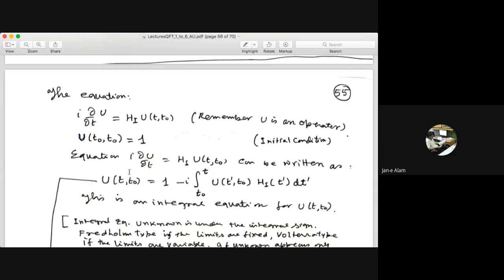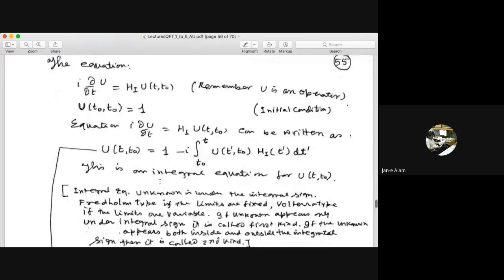If that is so, then this should be your solution, because if you take the time derivative of this, you will get back this equation. It also satisfies this boundary condition, because if you take t equal to t naught, this will vanish and you will have U at t naught equal to 1.